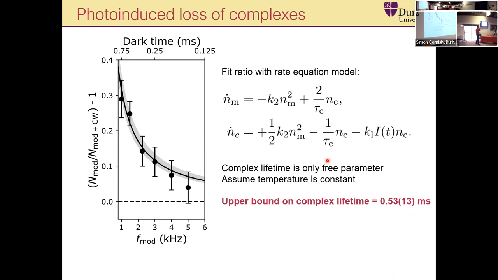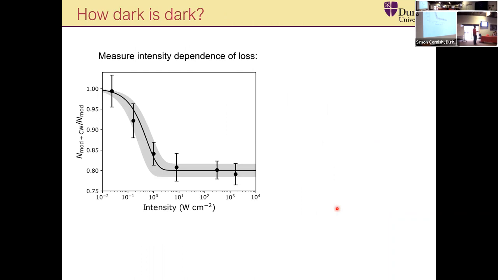And I remind you, the time resolution of this kind of prediction is a quarter millisecond. But this is amazingly good, I thought, at this stage. We can also characterize how dark is dark. We can change the intensity of this weak beam and again look at the difference that we observe between modulated and CW, and this is a logarithmic scale.